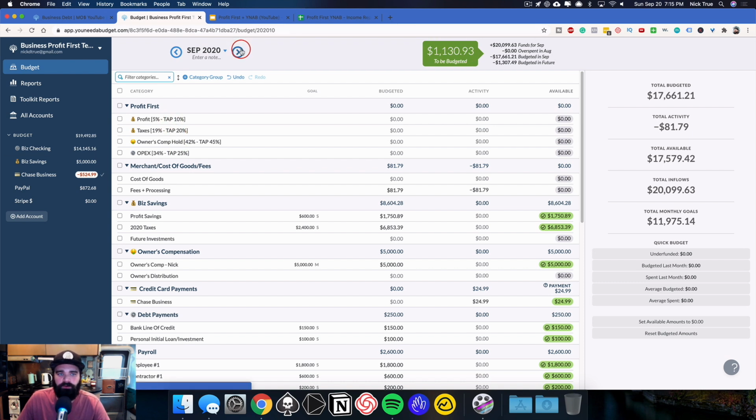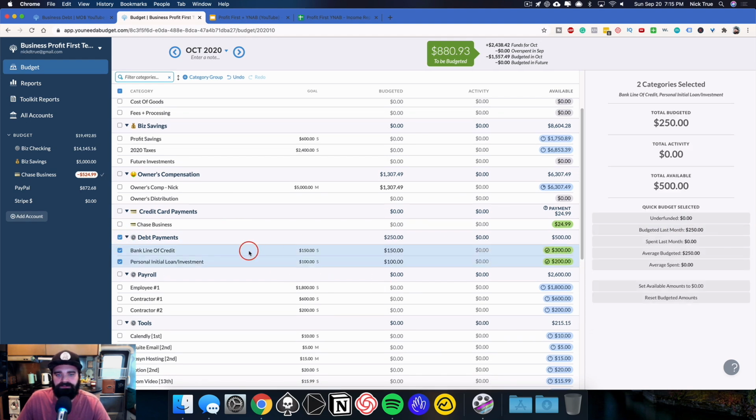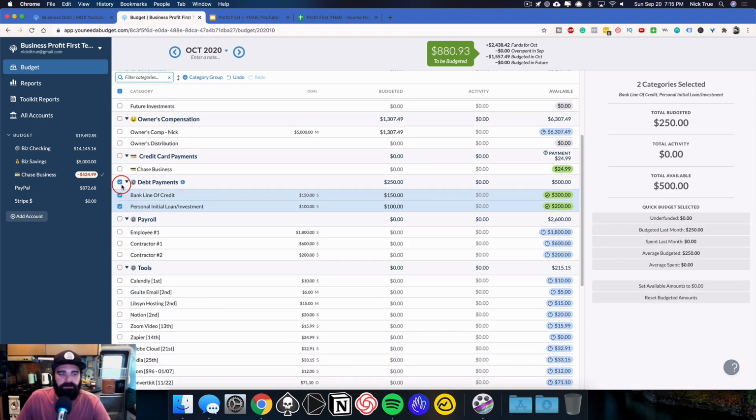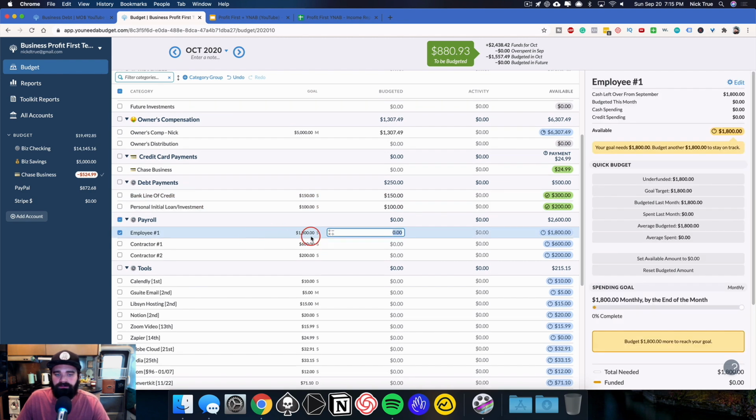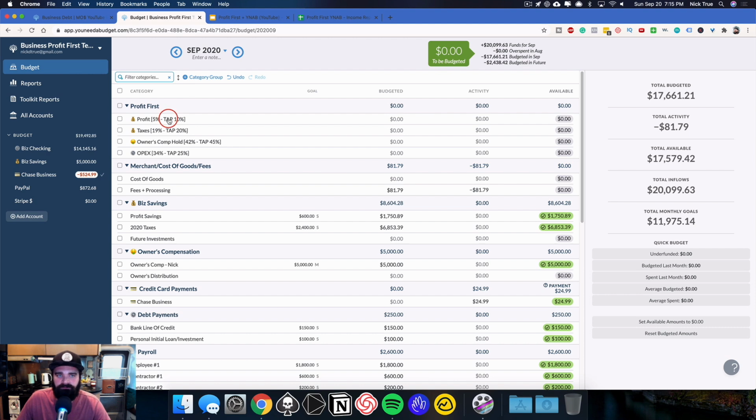So now I'm going to go forward into October. And I'm going to use this money for operating. So I'm going to come down here. And I just like to do top to bottom. So debt payments first. And then honestly, because of employee number 1, their salary of $1,800, I'm just going to go ahead and put the rest of this right there. $880.93. Done. So now I'm down to 0.